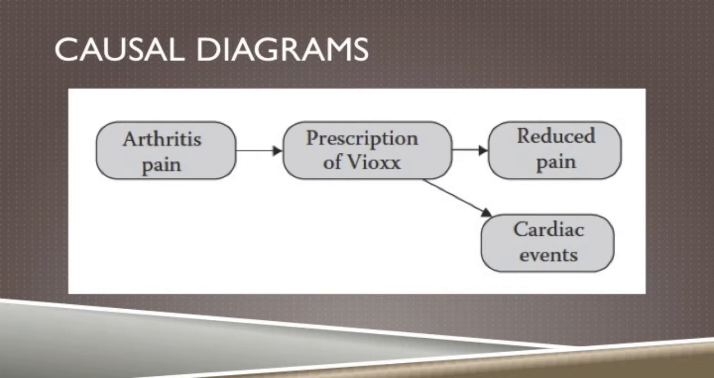This is an example of a causal diagram. This shows that a patient's arthritis pain leads to a prescription for Vioxx, which in turn leads to reduced pain, but also increased cardiac events. Each arrow shows a cause and effect relationship. The absence of the arrow tells us that there is no cause and effect relationship. In this diagram, we can see that Vioxx causes cardiac events. However, there is no direct link between arthritis pain and cardiac events. These are independent events. Arthritis pain does not cause cardiac events.